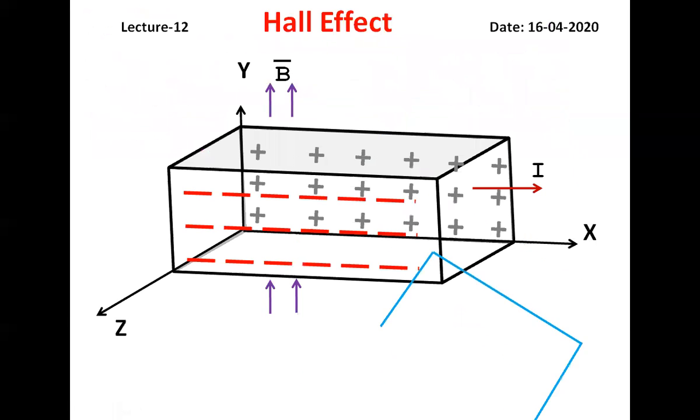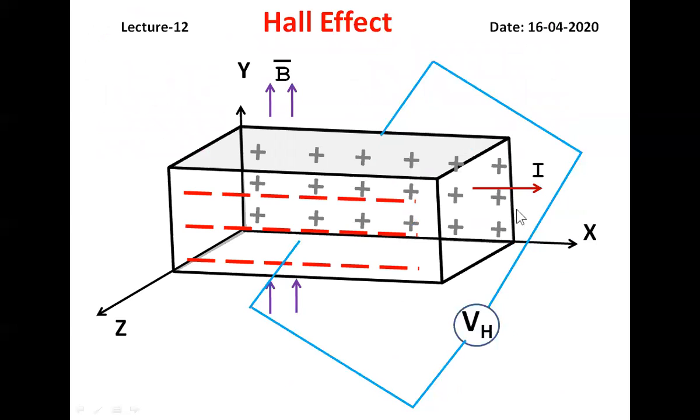If you see the diagram carefully, current is along the x-axis, the magnetic field is along the y-axis, and the electric field produced in this Hall effect is along the z-axis. That means the induced electric field is perpendicular to both the applied magnetic field and the current. This is very, very important that we have to understand. This is the phenomenon called Hall phenomenon or Hall effect.